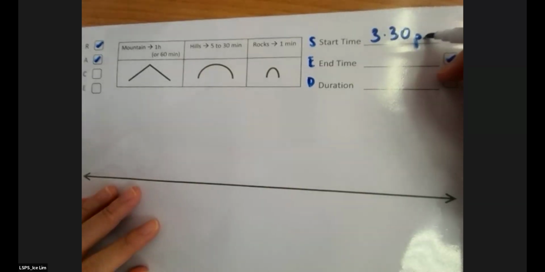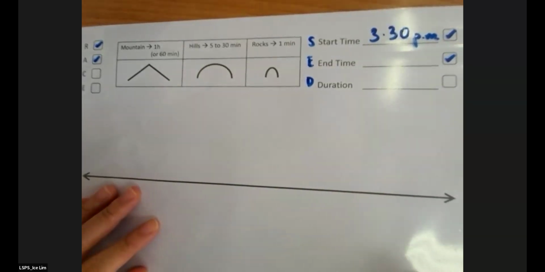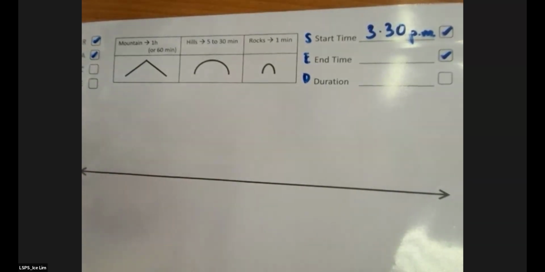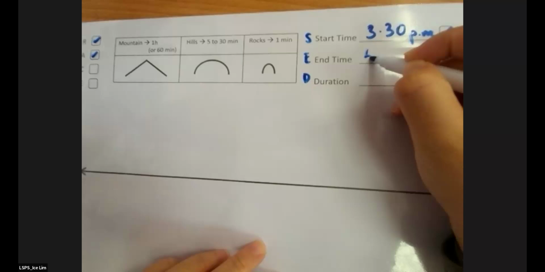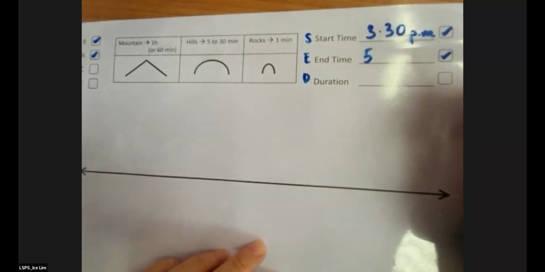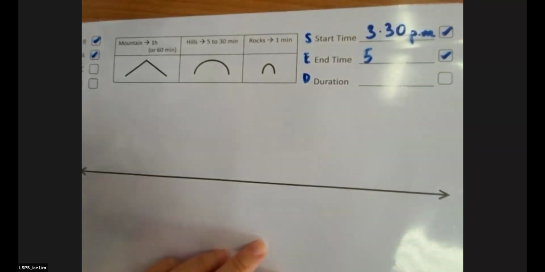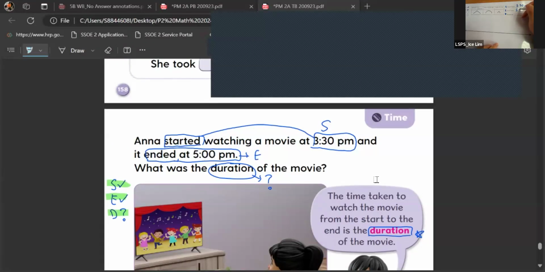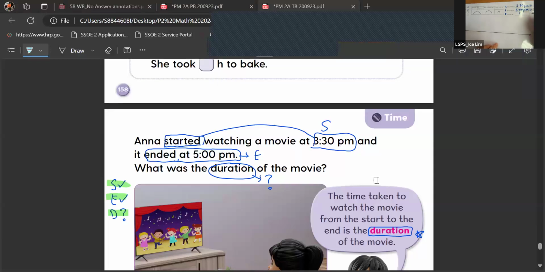3:30 p.m. And what's the end time? Five thirty p.m. What was the time in the question again? Let's take a look at it. 5 p.m. So I'm going to write down 5 p.m. here. And the duration is a question mark.